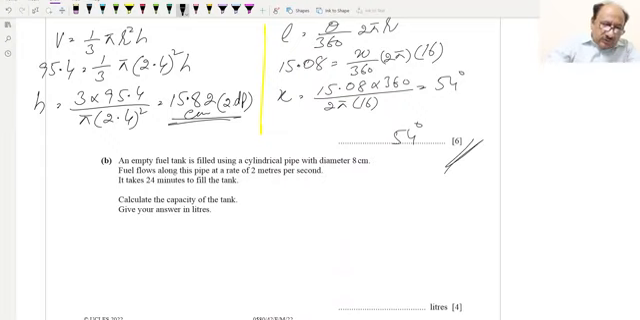Hopefully you understood this. Now we can move to the next part, B. An empty fuel tank is filled with a cylindrical pipe with diameter 8 centimeter, and fuel flows along this pipe at a rate of 2 meters per second. It takes 24 minutes to fill the tank. Calculate the capacity of the tank, give your answer in liters.